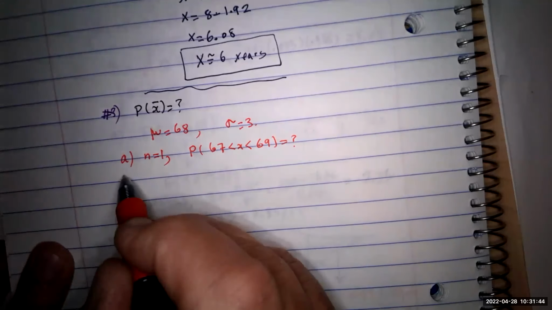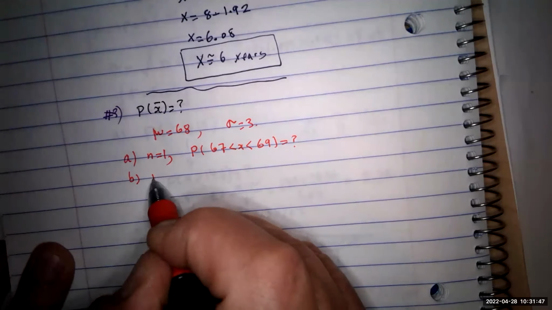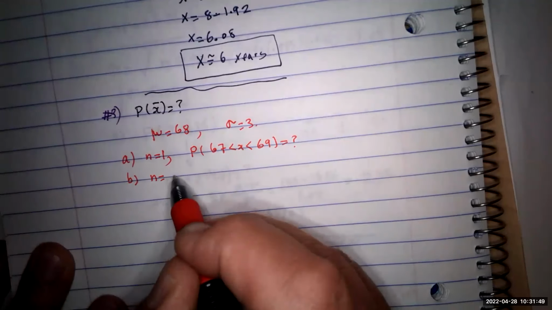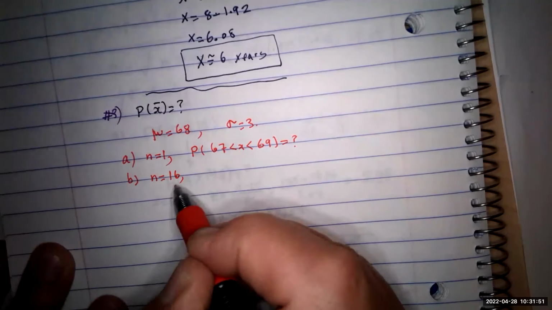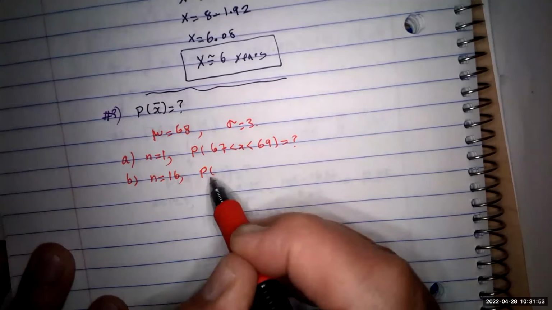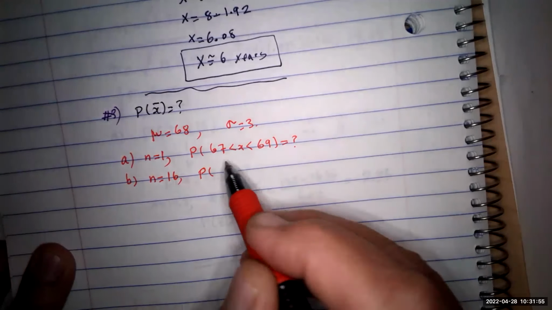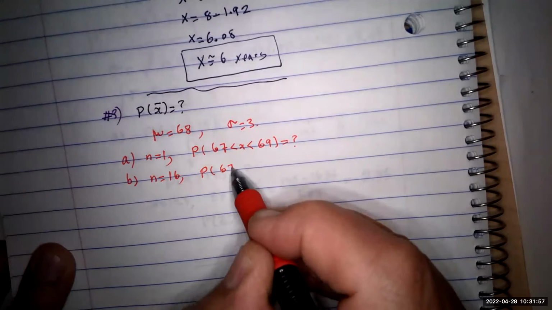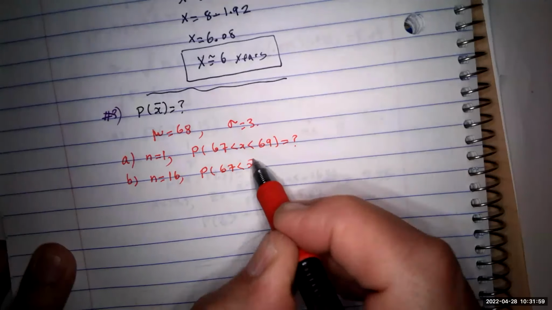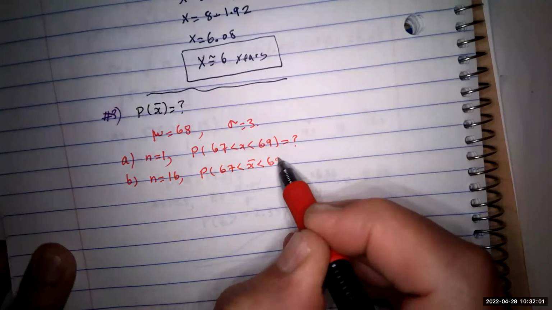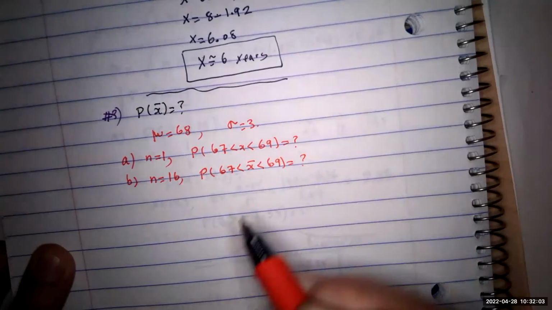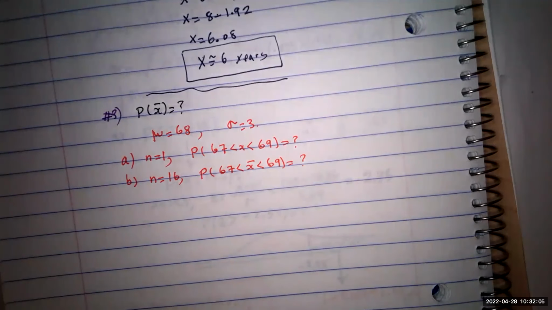In the second part, the sample size would be changed. You are going to have a group of people, in this case, a sample size of 16. So they ask the question about the mean height. This is the same number, but this is going to be X bar. So the first part is P of X. The second one is P of X bar.